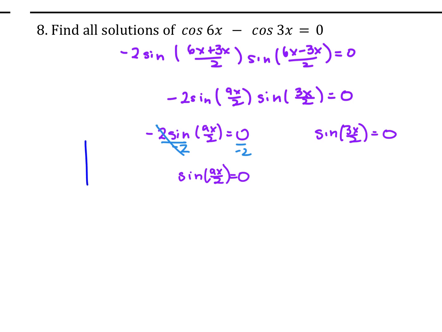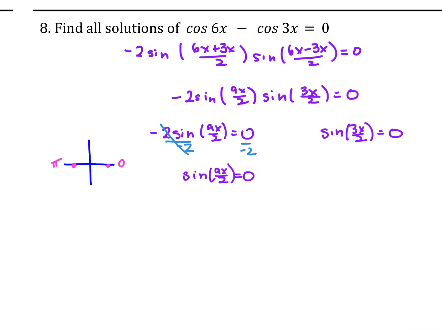So if we draw our coordinate plane, y is 0 at this point and this point, at 0 radians and pi radians. So there are two ways to write it. You can either write each event separately, or you can tie them all together with one equation. So this is with two different equations.